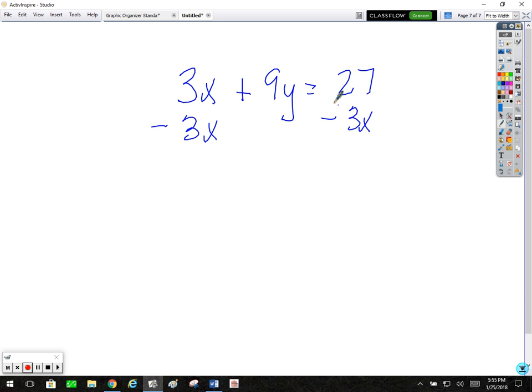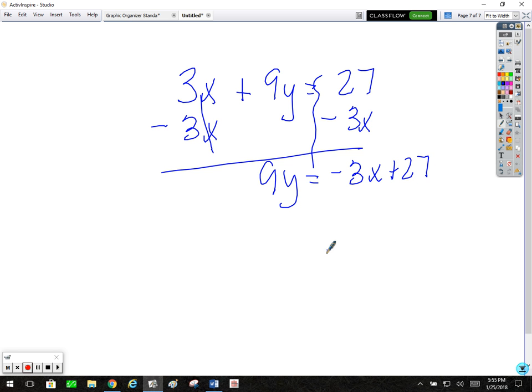What if I say something like 3x plus 9y equals 27. All right, let's try this. So we're going to move the 3x. Crosses out. So I have 9y is equal to negative 3x plus 27.